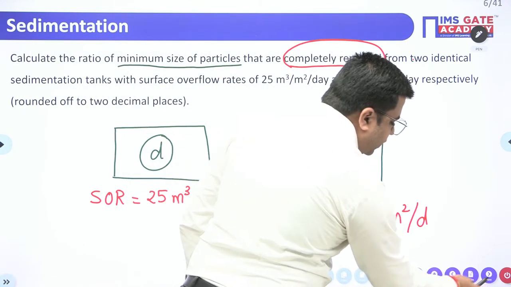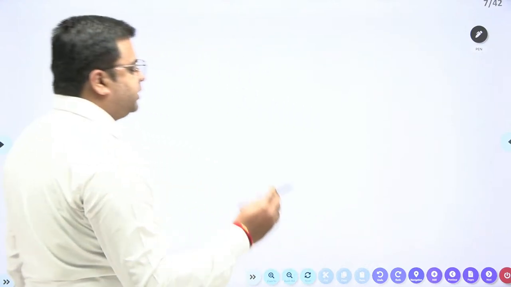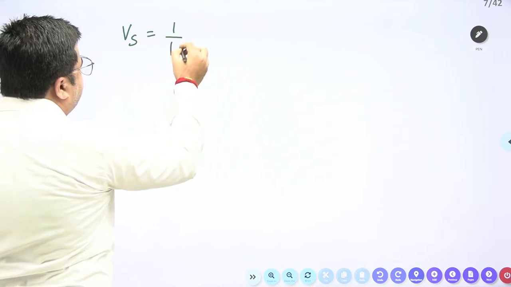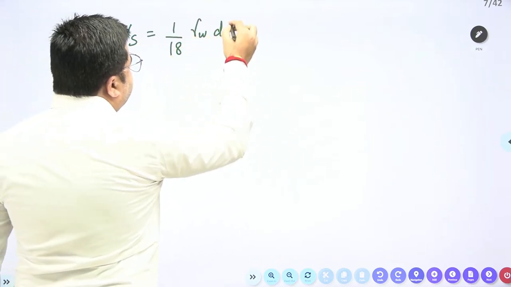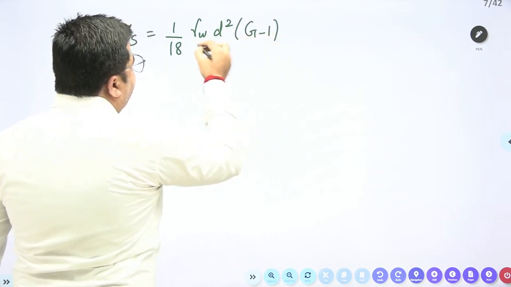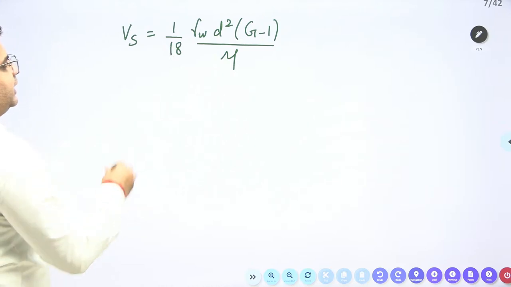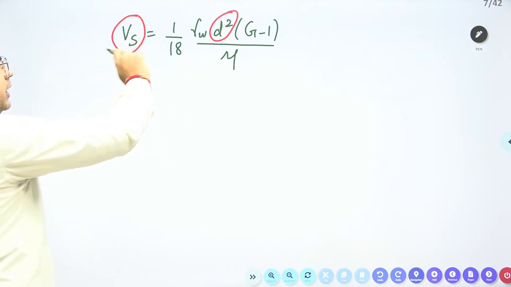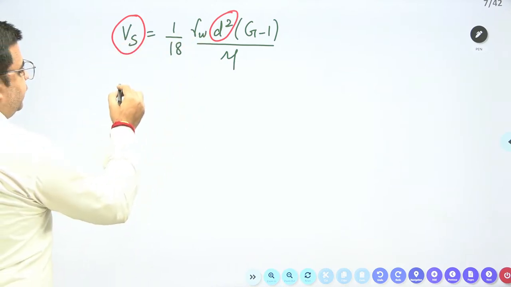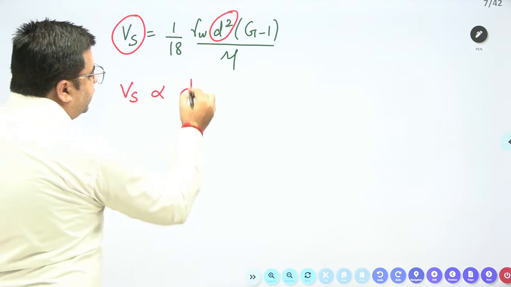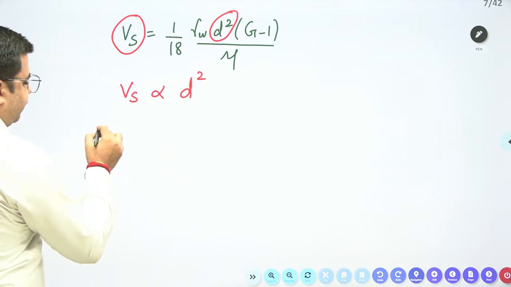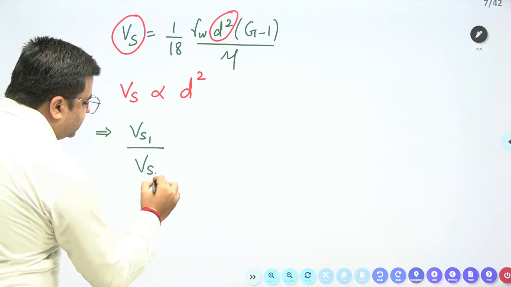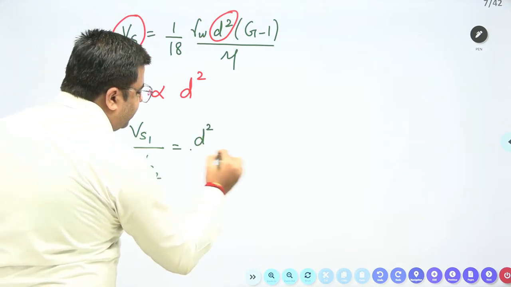Now it is a very simple question if you remember the expression for settling velocity. For laminar flow condition, the expression for settling velocity is Vs equals 1 upon 18 times gamma w, D square into (G minus 1), divided by mu. From here, you can directly see that Vs is directly proportional to D square. So what can I say from this is Vs1 by Vs2 is equal to D square divided by D dash square.